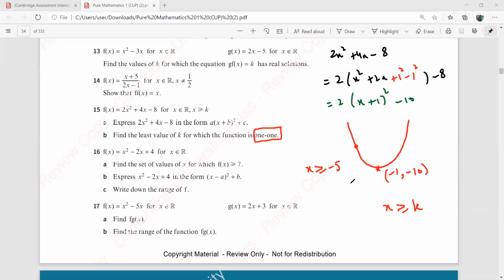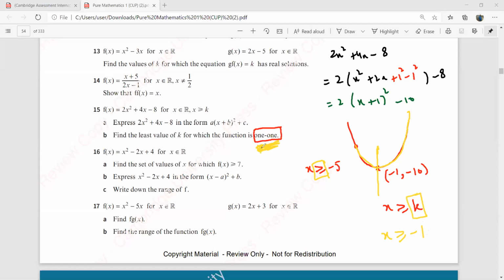No. Because if you say -5, you will be considering this part, going from this and this, so the turning point comes in between. So this is the borderline over here. If you have to use this sign, you will say that x should be greater than or equal to -1. That is the limit. That is the smallest value of x you can have, or this k you can have. So x should be greater than or equal to -1 if this function has to be a one-to-one function.